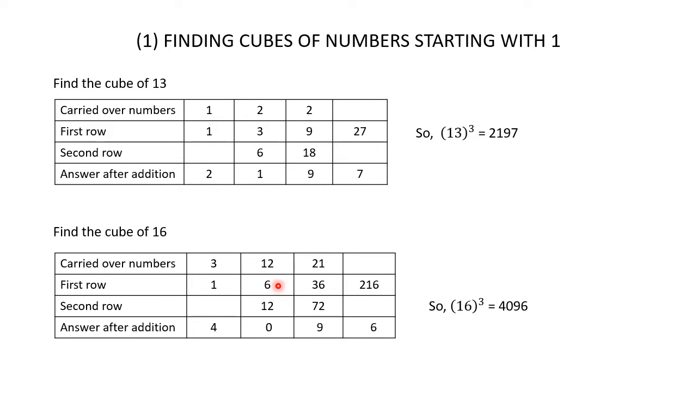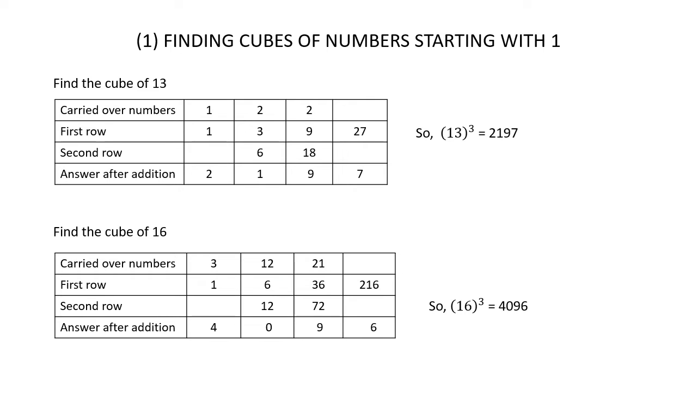Double of 6 is 12. Write 12 below 6. Double of 36 is 72. Write 72 below 36. Now add the numbers in the first two rows. Here you have 216. Write only 6 in the answer. Carry over 21 to the next column. Now add 21, 36 and 72. You will get 129. Write only 9 in the answer and carry over 12.